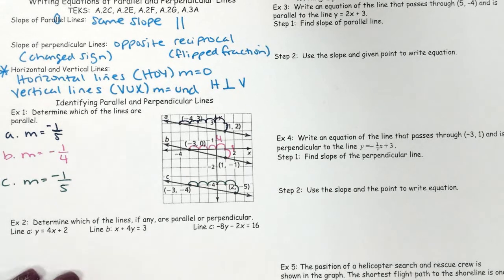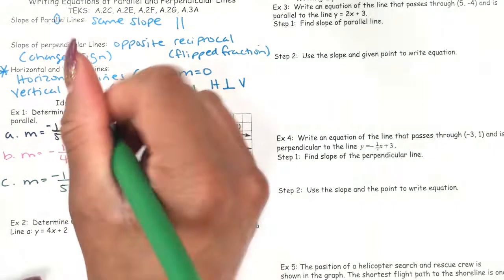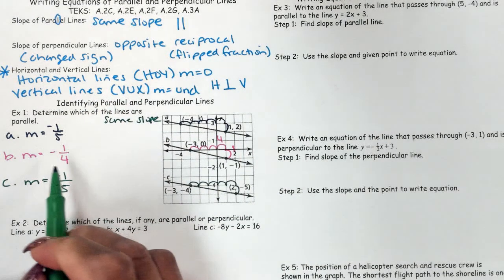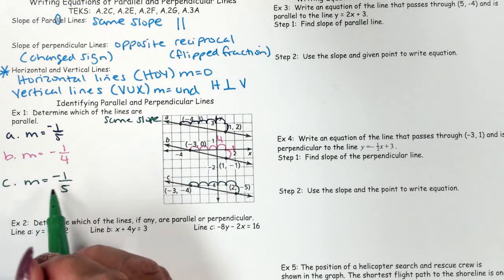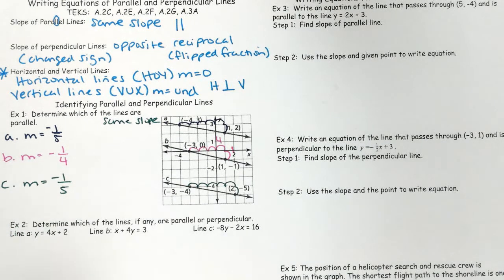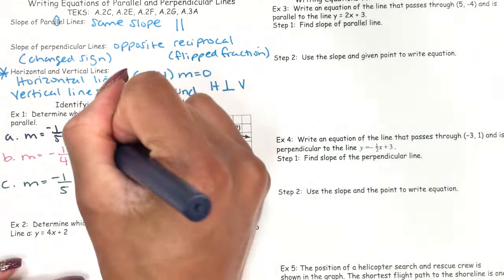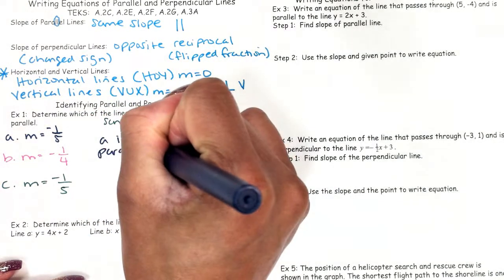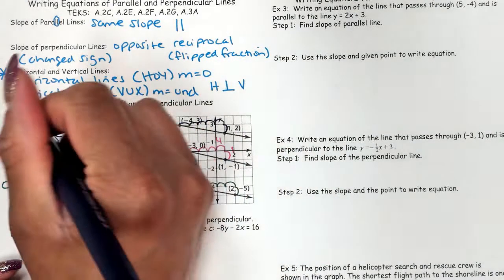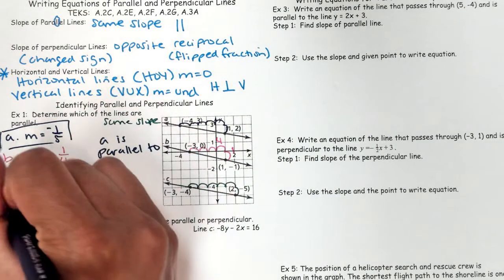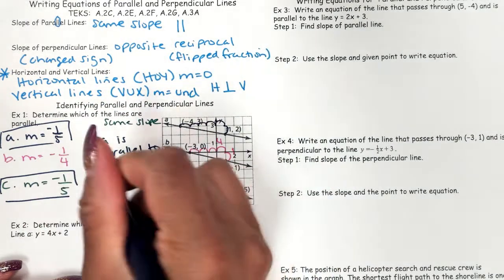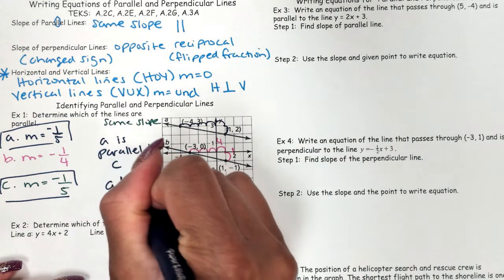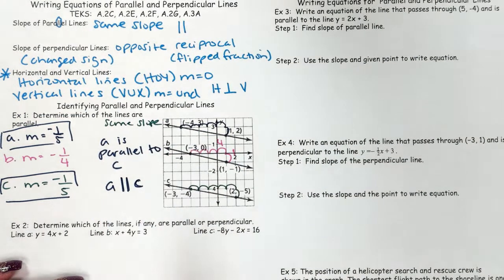So now I have to tell which ones are perpendicular or parallel to each other. And remember, parallel lines have the same slope. So I need to make sure which ones have the same slope. Well, only 2 of them have the same slope. So A has the same slope and C has the same slope. So we would say A is parallel to C because they have the same slope. Okay, you can also say A is parallel to C. That's another name to say parallel.